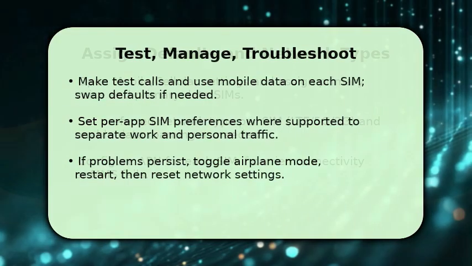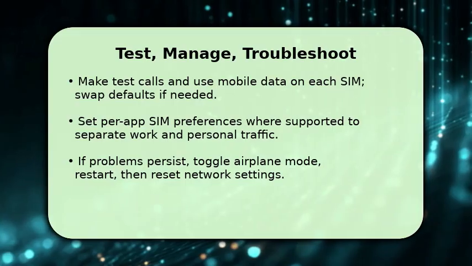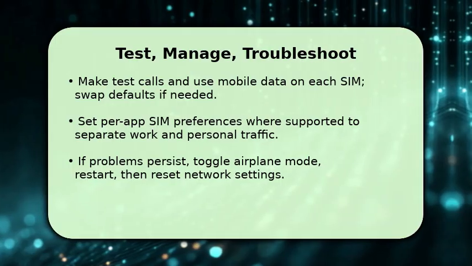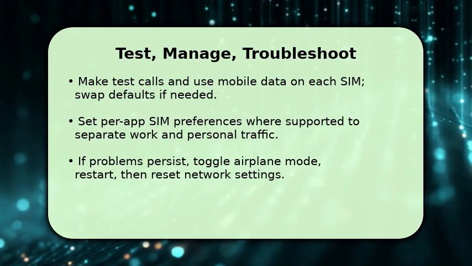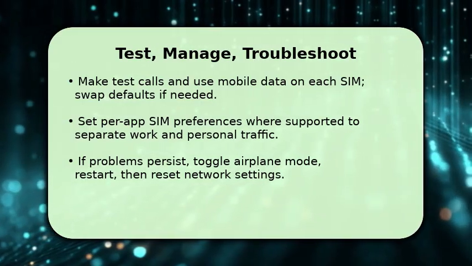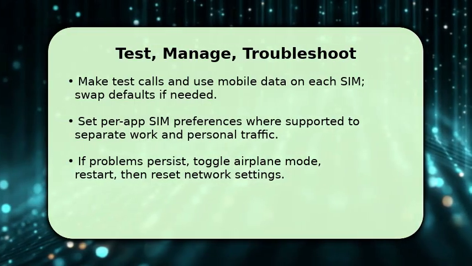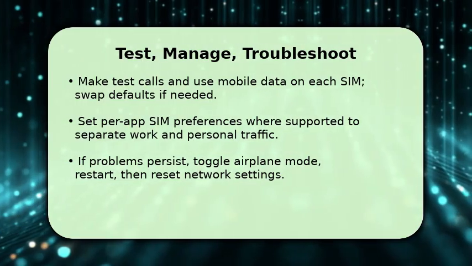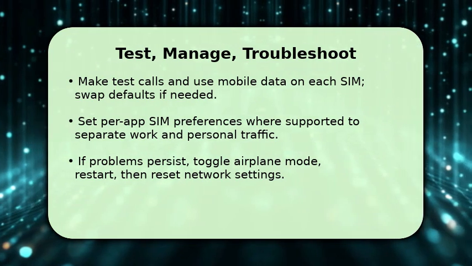You finish by testing. Place calls and browse on each SIM to confirm voice and data routing. Once verified, assign per app SIM usage where the OS allows so email or maps use the correct line. If one SIM won't register or data fails, toggle airplane mode, restart the phone, and then reset network settings as a targeted fix. This clears stale carrier configs while preserving most personal data. If still blocked, contact the carrier with your IMEI and SIM details for provisioning help.